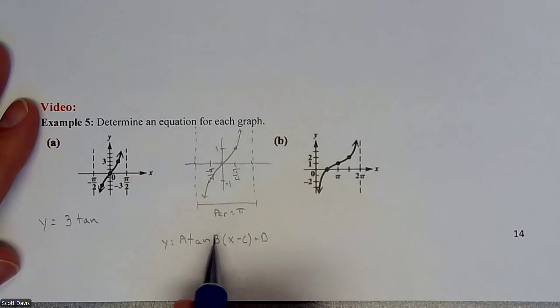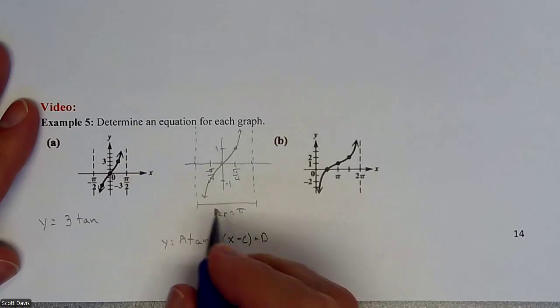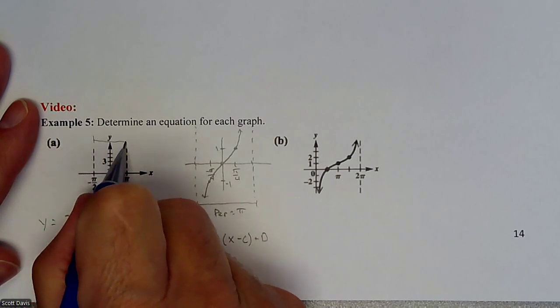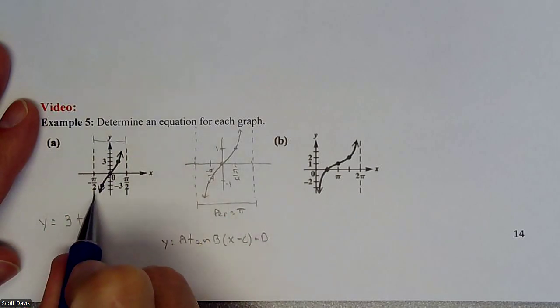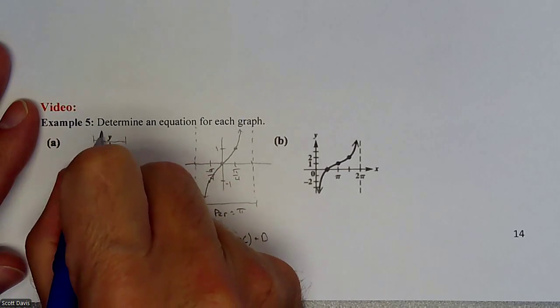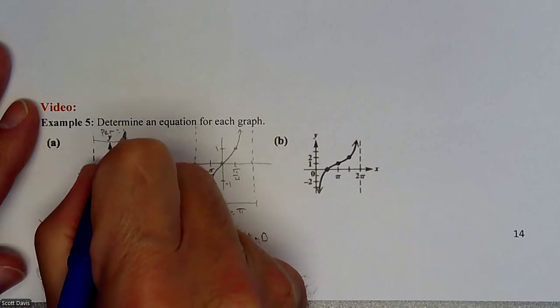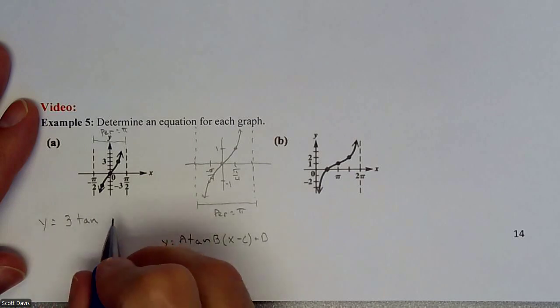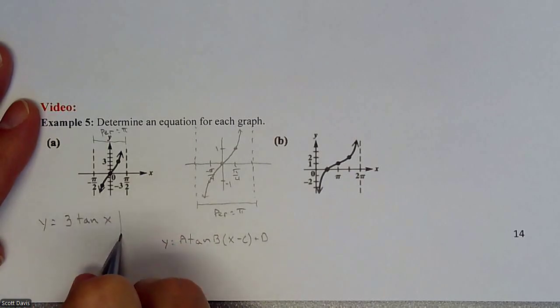And then my last thing is our period being adjusted. Nope, because if you go from here to here, you're going from a negative pi over 2 to a positive pi over 2. So that period is not being messed with. So that is our equation.